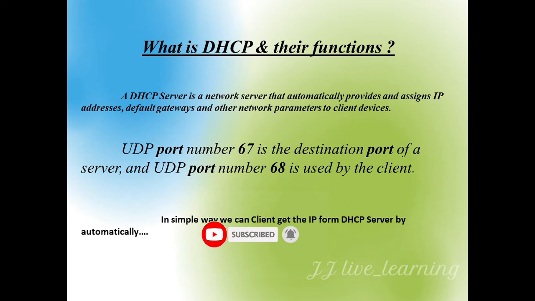So what is DHCP? DHCP is nothing but Dynamic Host Configuration Protocol. It's a service which is used to publish the IP address to your client networks, which are connected on your network segment. The port numbers of DHCP are 67 and 68. The 67 will be assigned to the server and 68 will be assigned to the client port number.